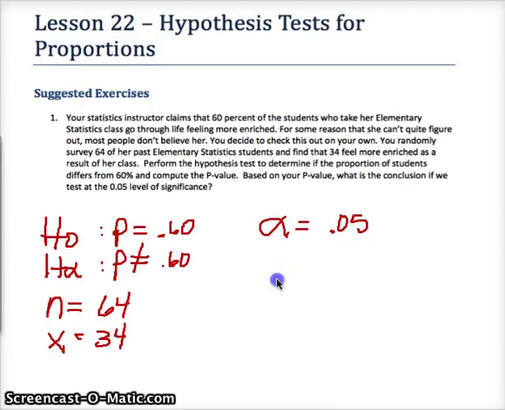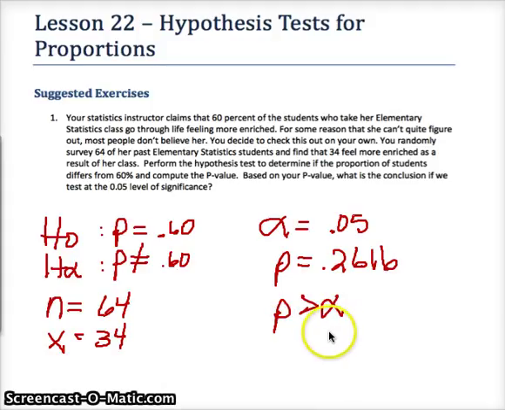Okay, so again, the p-value was 0.2616. In this case, p is greater than alpha, okay? So we fail to reject. And so, in other words, we accept that the 60% that is claimed to be the case is the case until we have more data to disprove it.